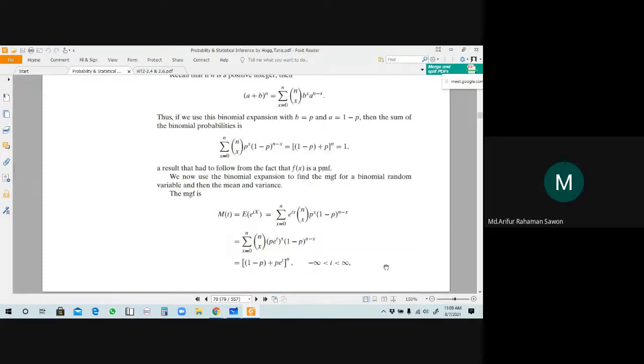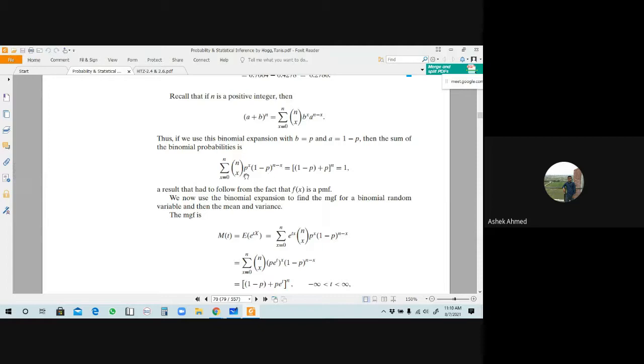Yes, sir. Okay. Now we want to find out the mean and variance. What is mean and variance? Tell me here. This is p to the power x. p is constant, the power is x. 1 minus p is also constant, the power is a function of x, n minus x.